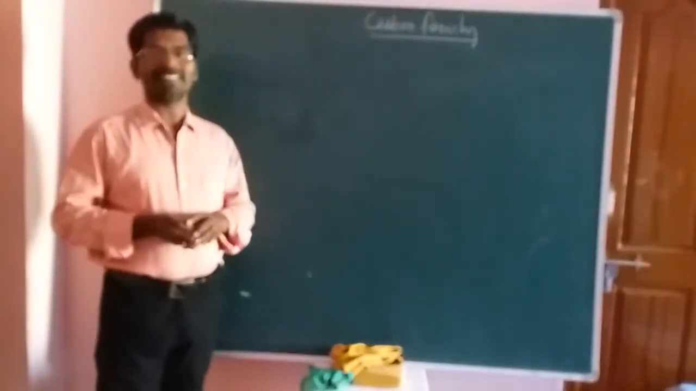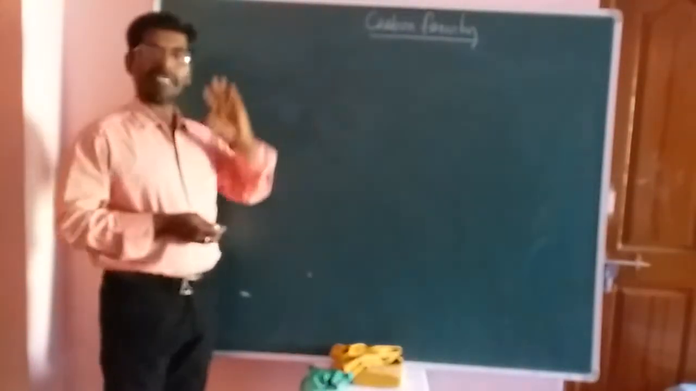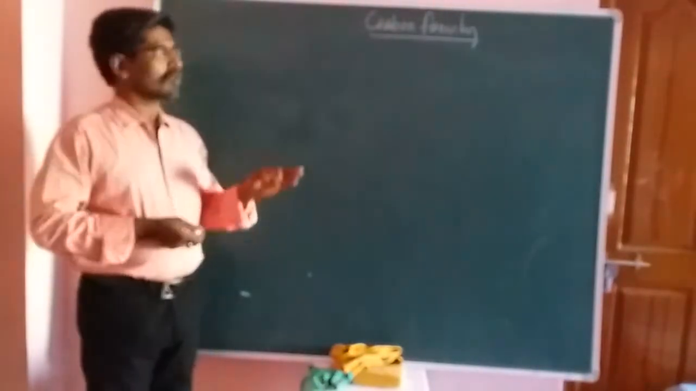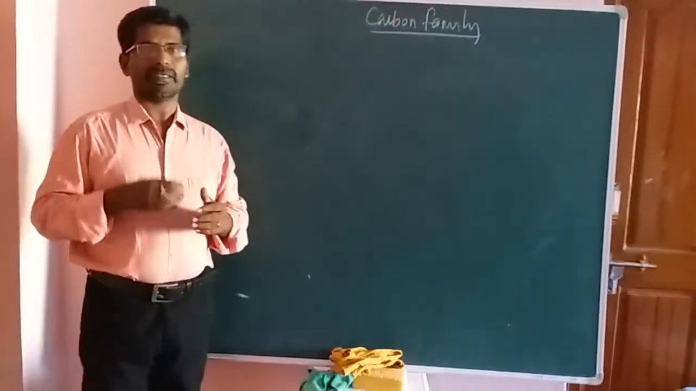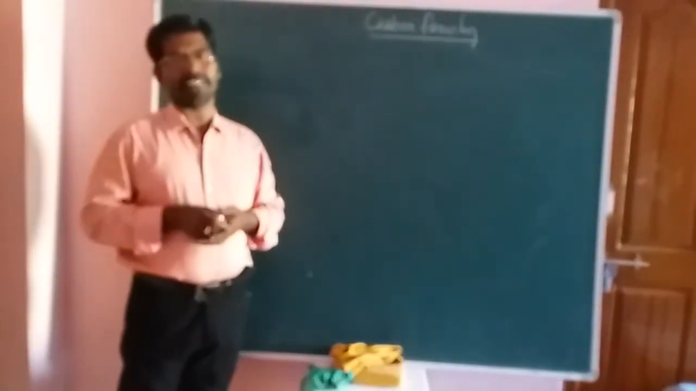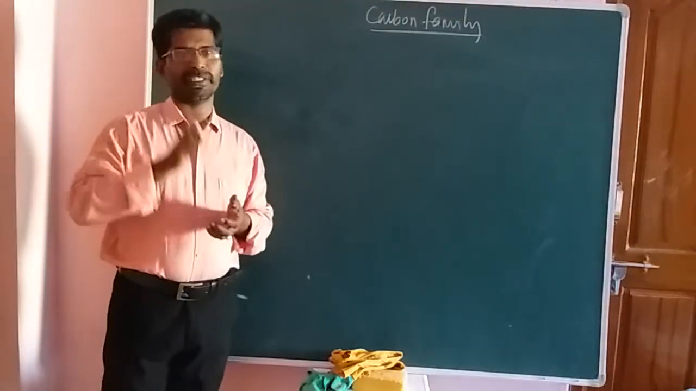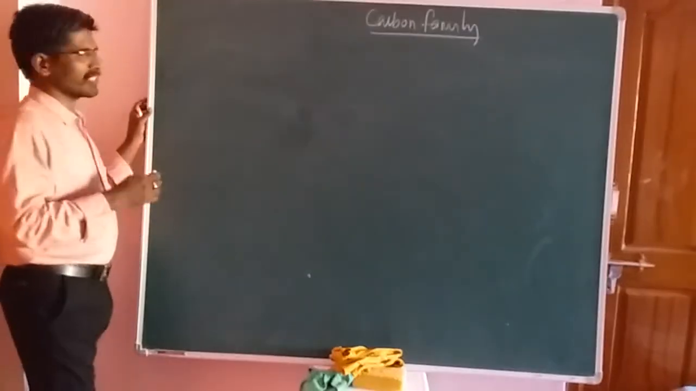Good morning, students. Today I am going to explain about carbon family elements. Now these elements are present in the periodic table. The placement of these is the completely right side of the periodic table. Which elements are present in that fourth A group or 14th A group? Now first of all we want to see them one by one.